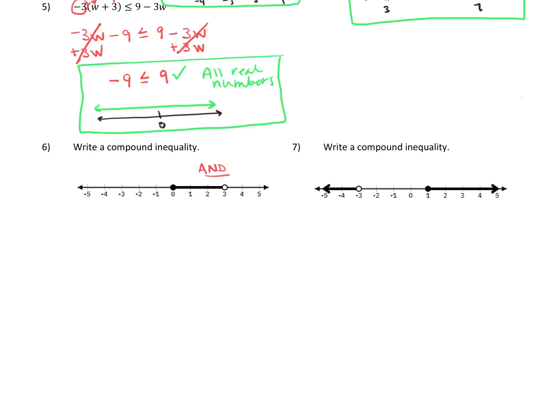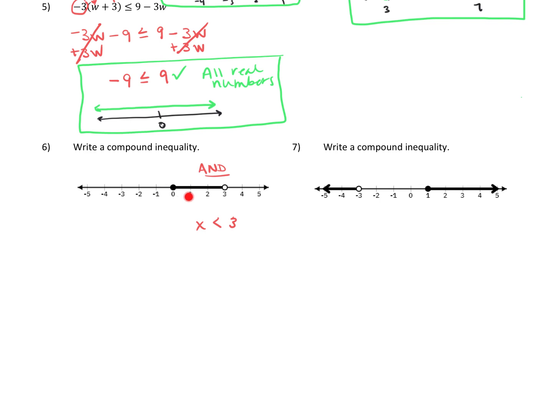All right. So when we have an and, we saw one up above. And is the one that has our three sections. In the middle is going to be our variable x. Over here on the right side, we have an open circle at 3 and we are shading to the left. So all of the x's are less than that 3. So we're going to say x is less than 3.